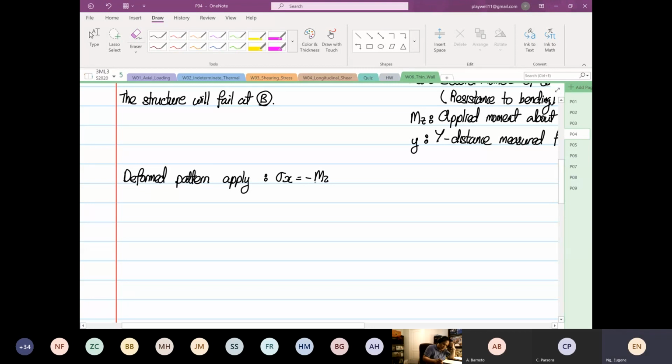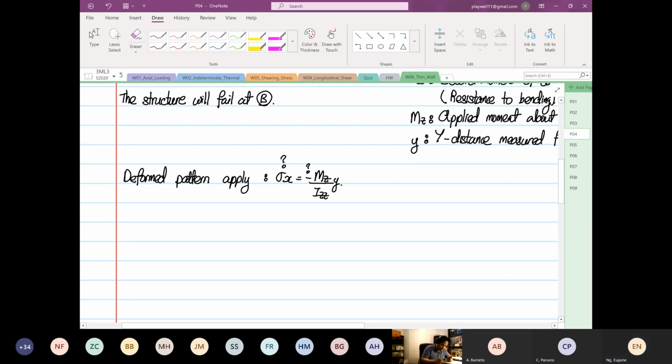Okay. So there are a few things that are a bit confusing. Number one, why is it stress X? Number two, why is it minus? Okay, why is it that we are calculating stress X? And why is this minus over here?